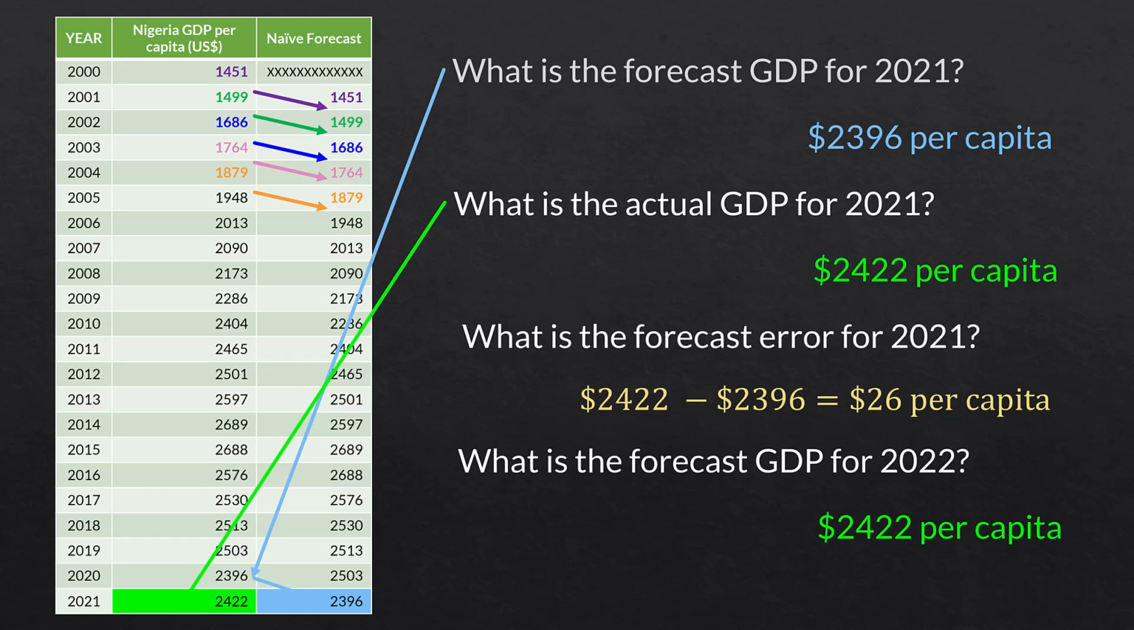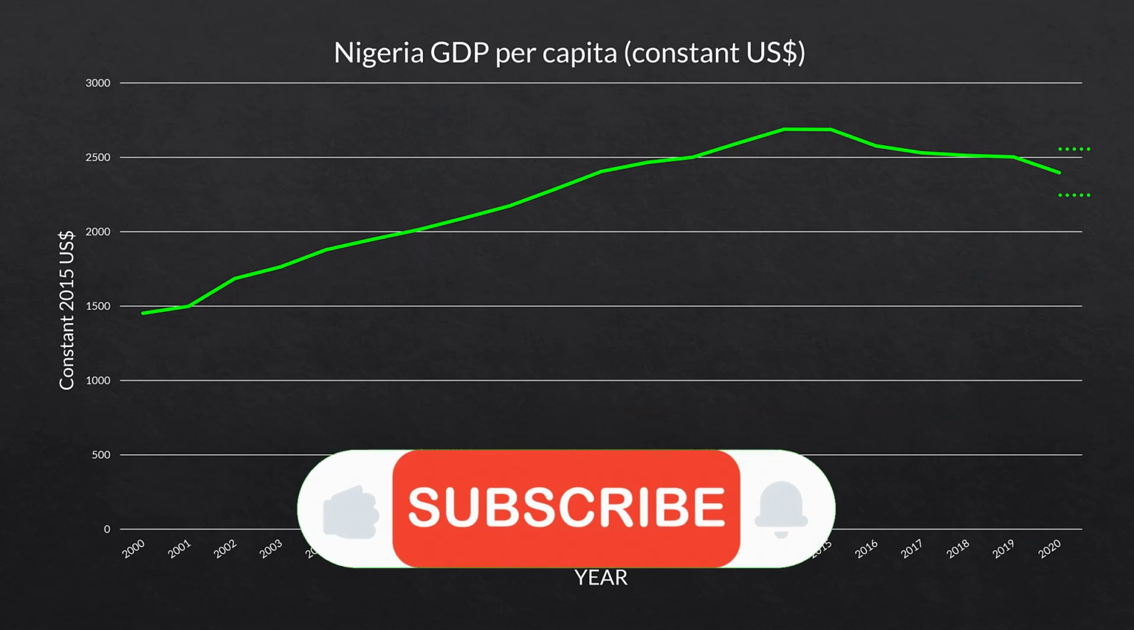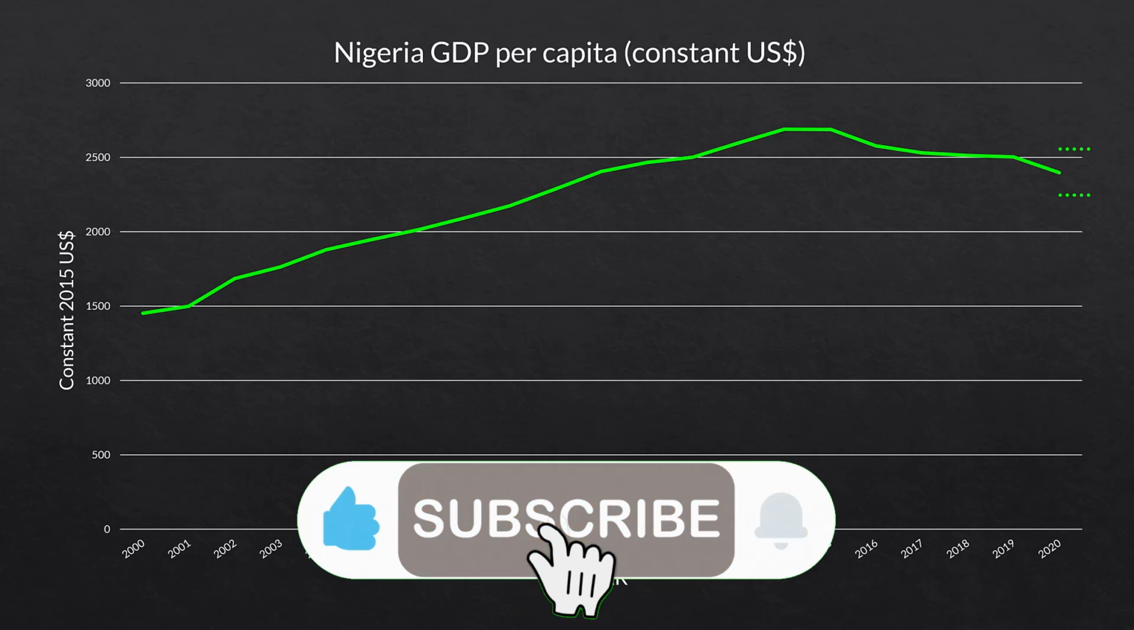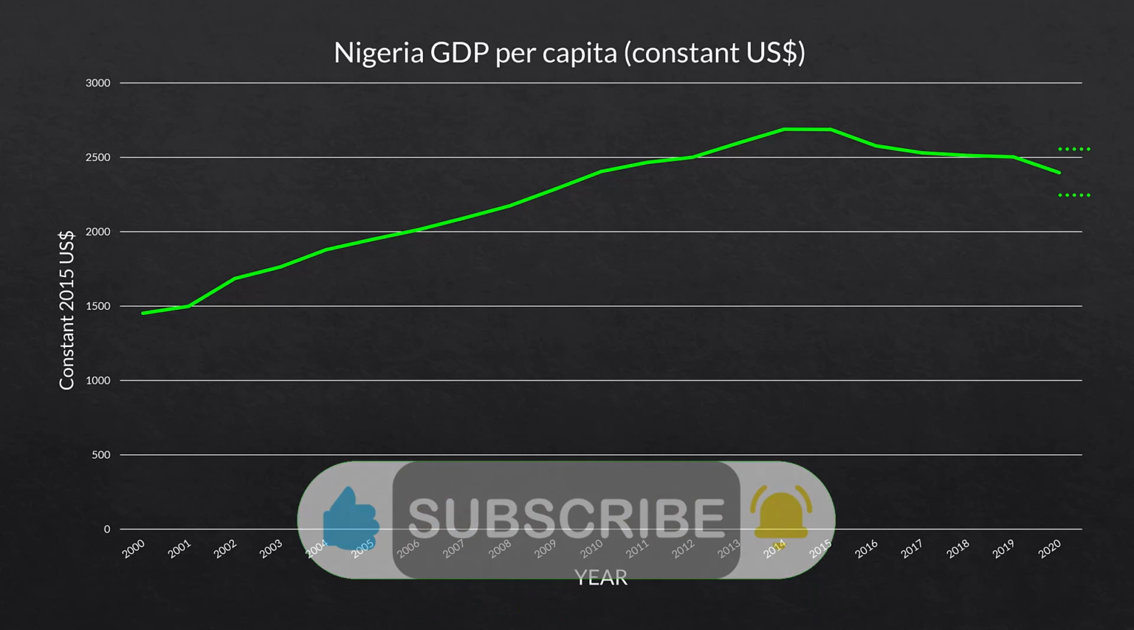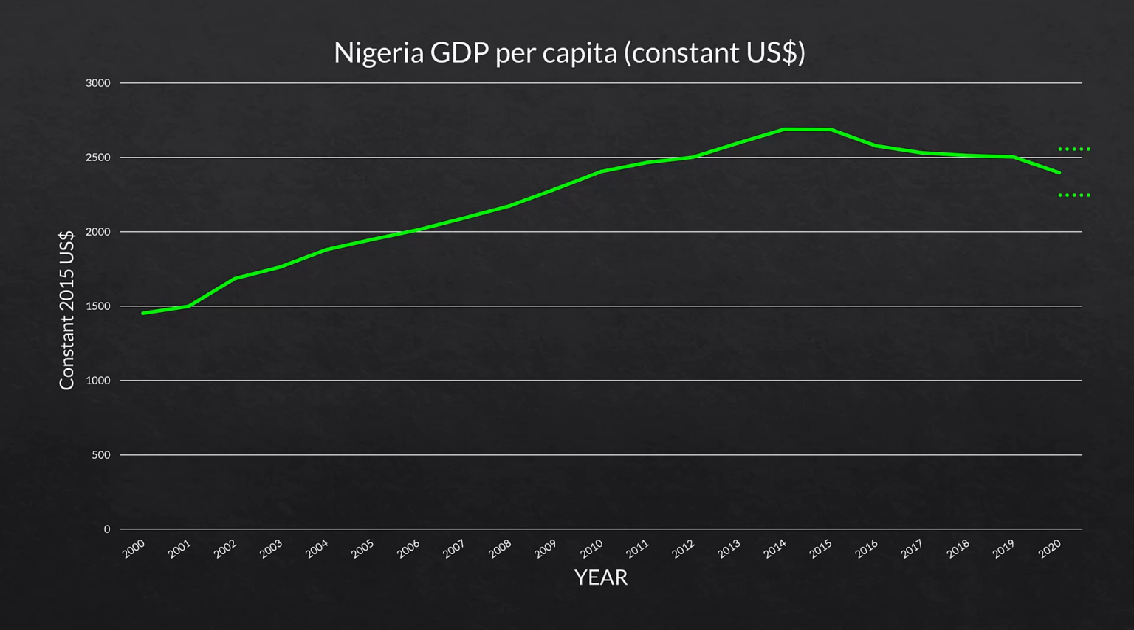What is the forecast GDP for 2022? Well, we go to the actual for 2021, which is $2,422 per capita. And finally, here's our chart again. Remember this from before? Here is the GDP per capita, and there are my lines on my guess from the previous slide from before. It's an exact copy. So where is the actual for 2021? Well, it's right here, $2,422, which is right within the sort of eyeball range that I put in my educated guess.